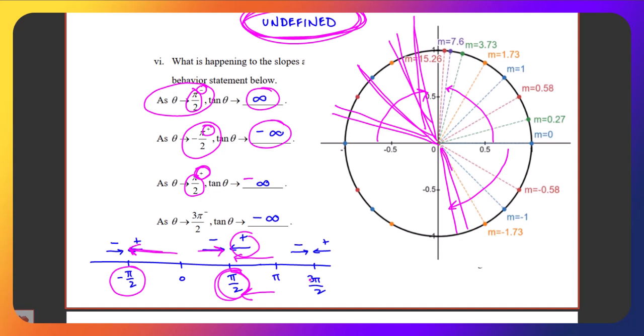And then if I approach 3 pi over 2 from the left, that means I'm going from pi to 3 pi over 2 this way. The lines are getting steeper and steeper and steeper, but they're in a positive orientation, so I need to correct my notes. This should be positive infinity.